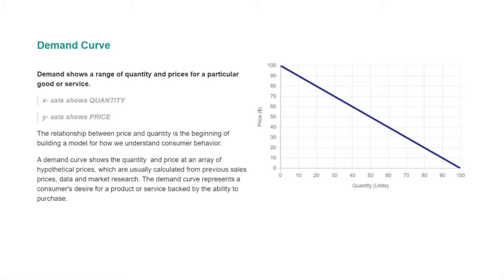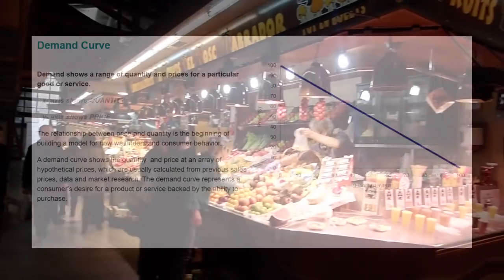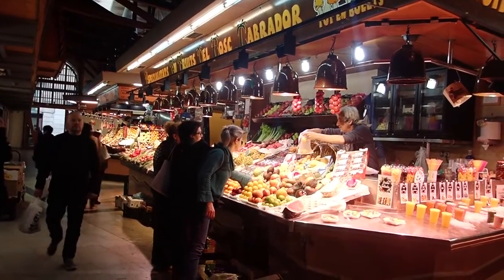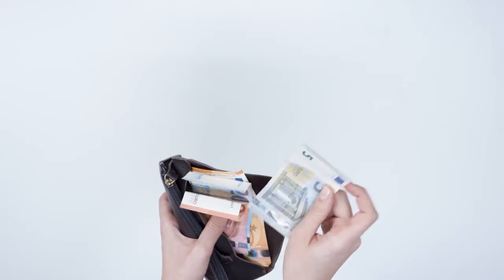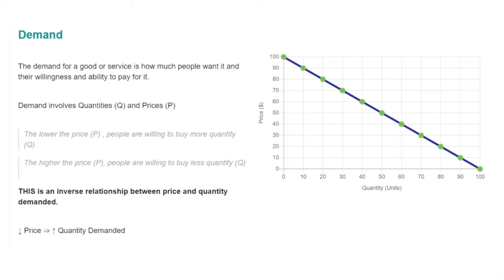Demand shows a range of quantity and prices for a particular good or service. On the x-axis, we show quantity, and on the y-axis, we show prices. The relationship between price and quantity is the beginning of building a model for how we understand consumer behavior. A demand curve shows the quantity and price at an array of hypothetical prices. The demand curve represents consumer desire for a product and service, backed by the ability to purchase that good or service. The demand curve is intuitive by nature.